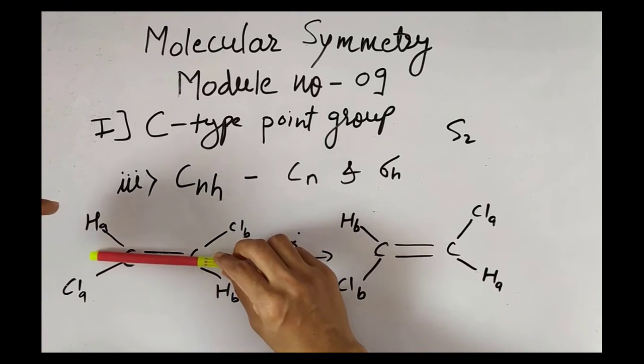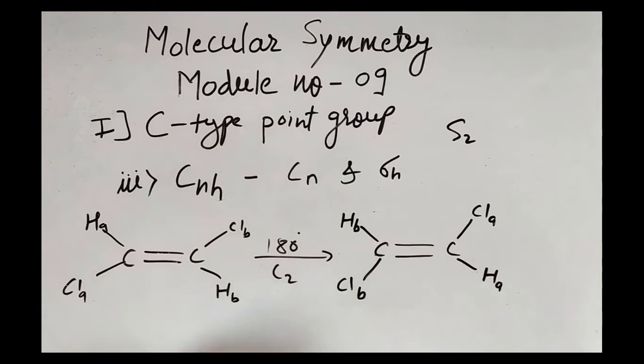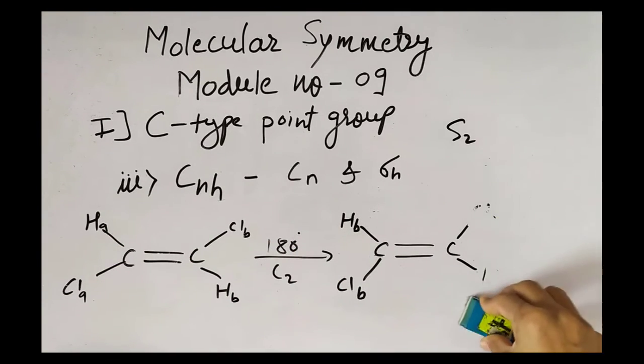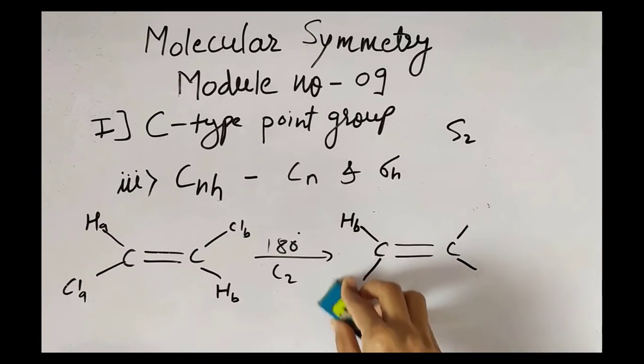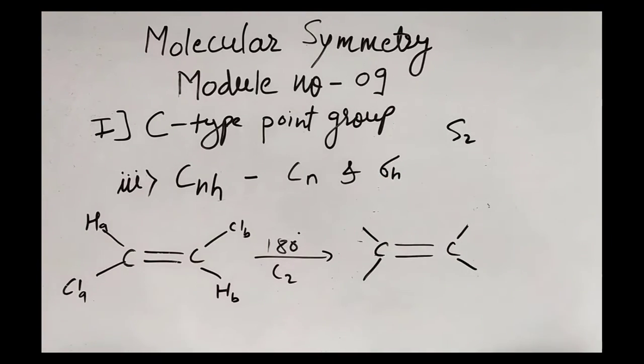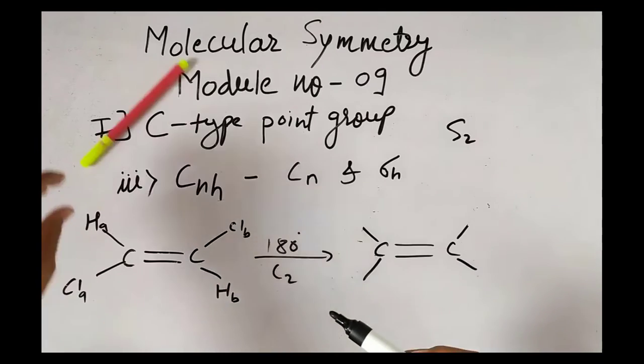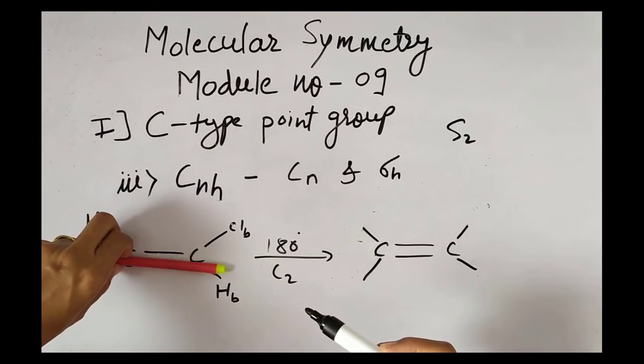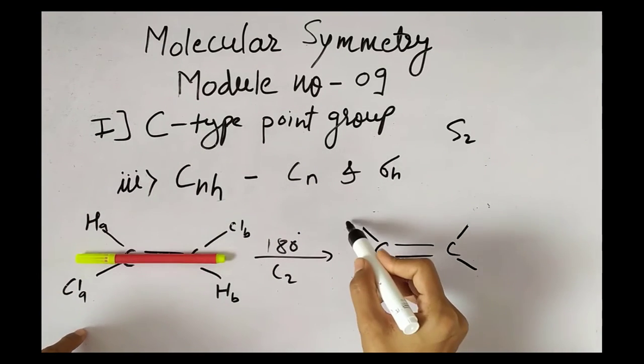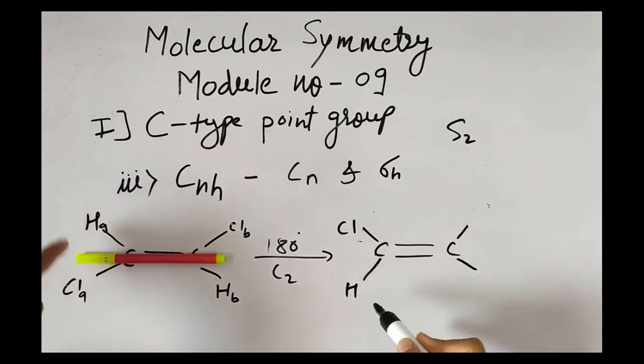Chlorine will get transferred here and hydrogen will get transferred here. Will you get the same image after rotation? It is also 180 degrees when you rotate the molecule like this, but will you get the same image when you pass the rotational axis like this by 180 degrees? What will happen? Chlorine will reach here, hydrogen will come down.